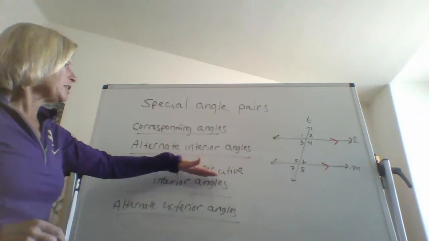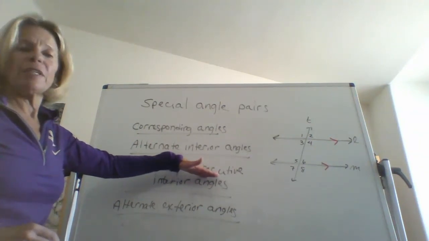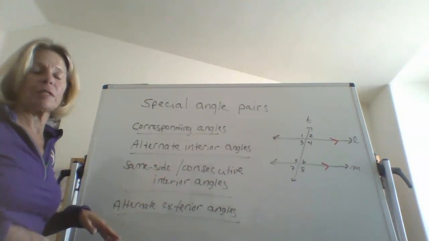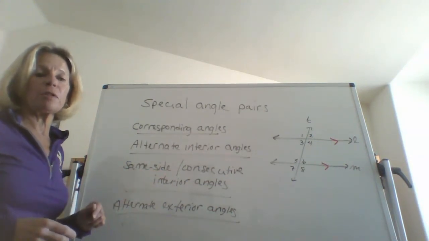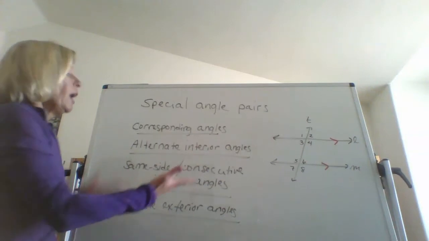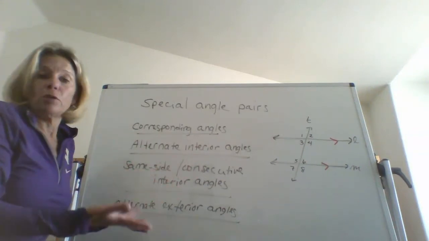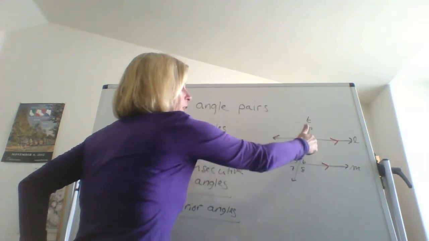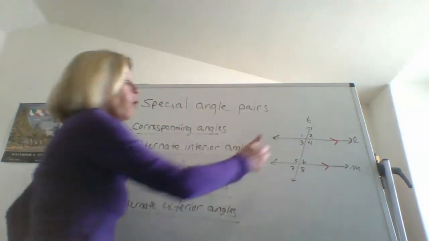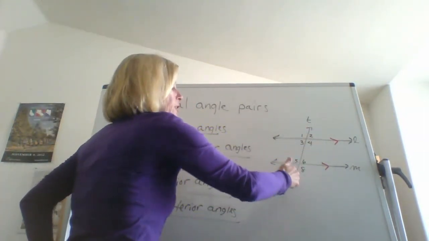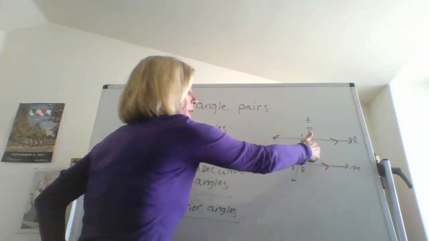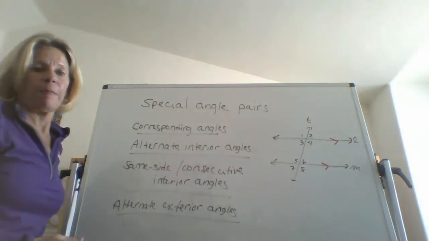We have either consecutive interior angles or same side interior angles. Depending on the book you use, they're called different things. Again, use what you know about English. Consecutive interior or same side interior. Angles 3 and 5, angles 4 and 6.